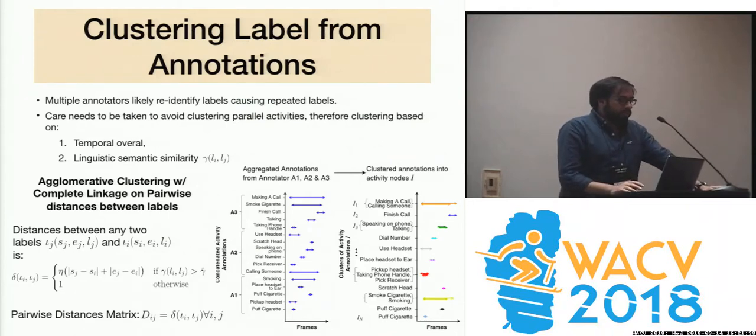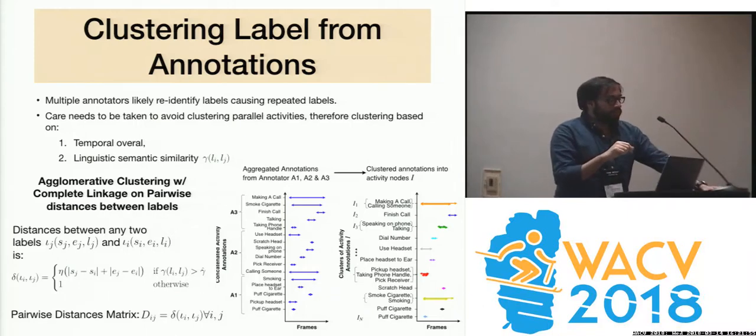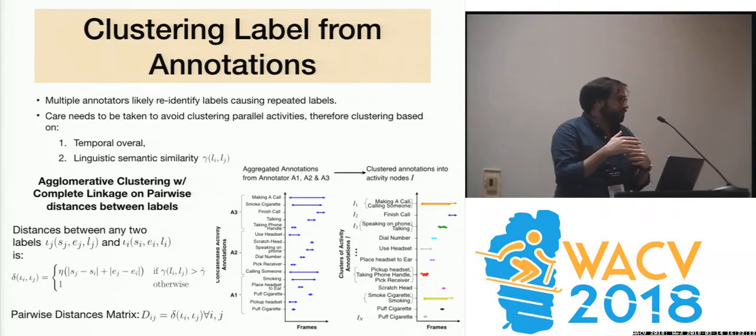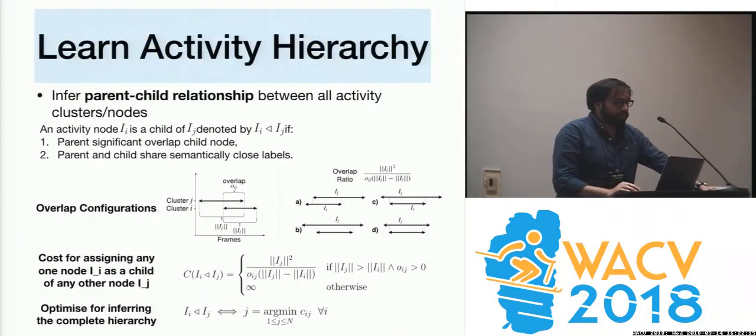Okay, so for clustering labels for annotation we use agglomerative clustering, which is sort of like hierarchical clustering with complete linkage. The important thing here is that we use a distance metric to define the distance between any two labels based on their start and end time, so that should be similar. But at the same time, their linguistic label used should also be similar. So we use natural language processing techniques to find the similarity between the language of the labels so that we can combine activities that are similar whilst keeping apart the activities that don't really have anything to do with the ones that we're clustering.